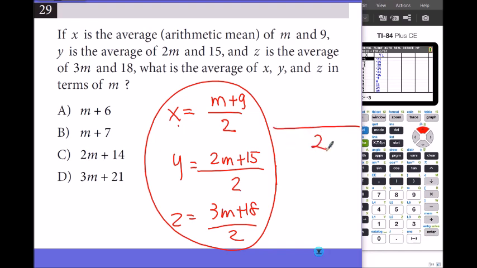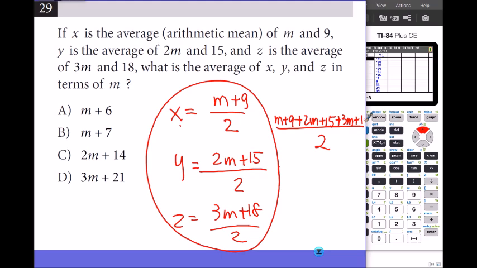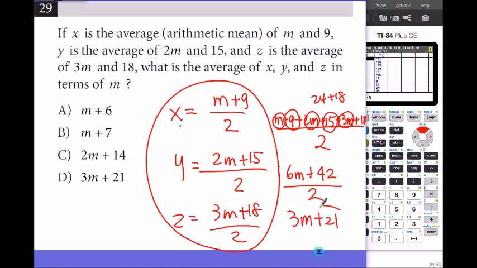right? It's a common denominator. So m plus 9 plus 2m plus 15 plus 3m plus 18. So I get m plus 2m plus 3m is 6m, plus 9 plus 15 is 24, plus 18 is 42. Divide by 2, so you get 3m plus 21 is your answer.